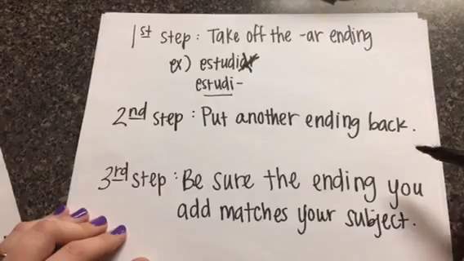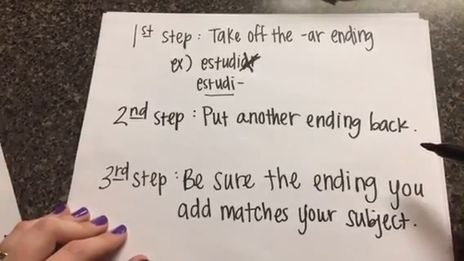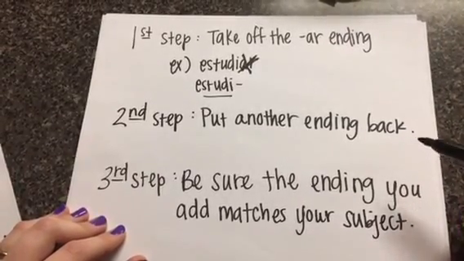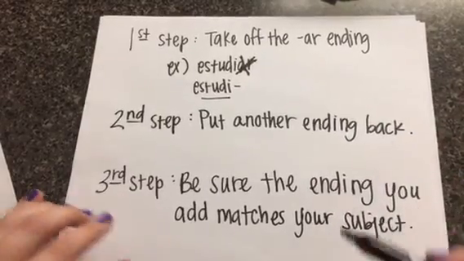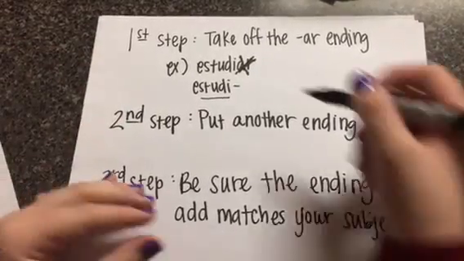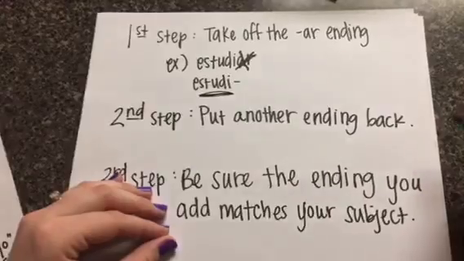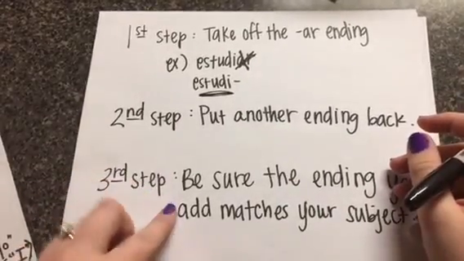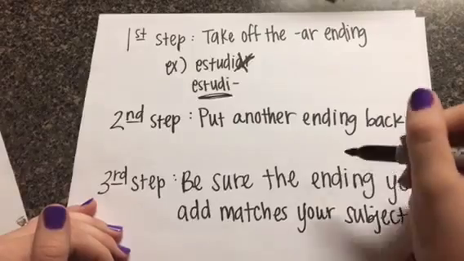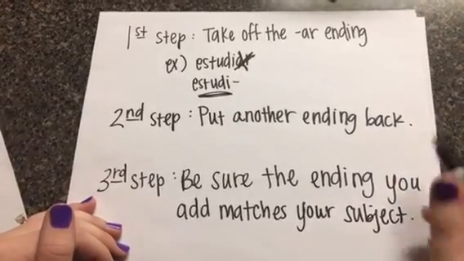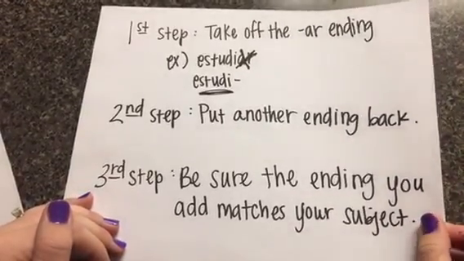Now the second step is to put another ending back. Now you're going to learn those endings in just a moment, but I must put another ending back onto this verb to show about whom I'm speaking. The third step is to be sure that the ending that I add back matches the subject or the person about whom I'm speaking.